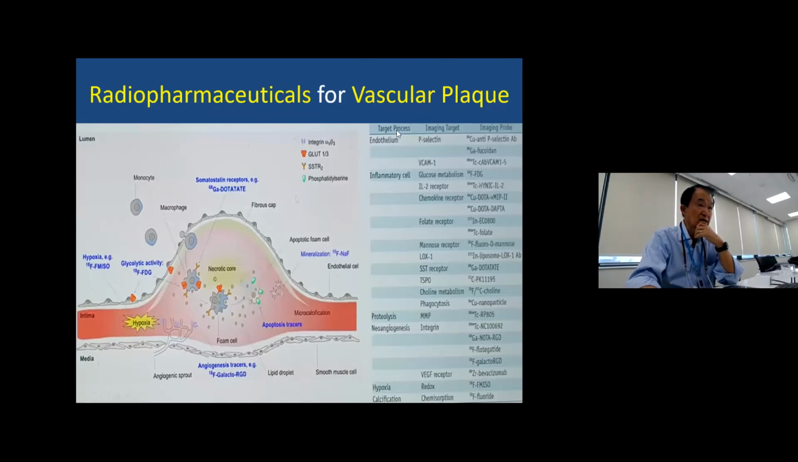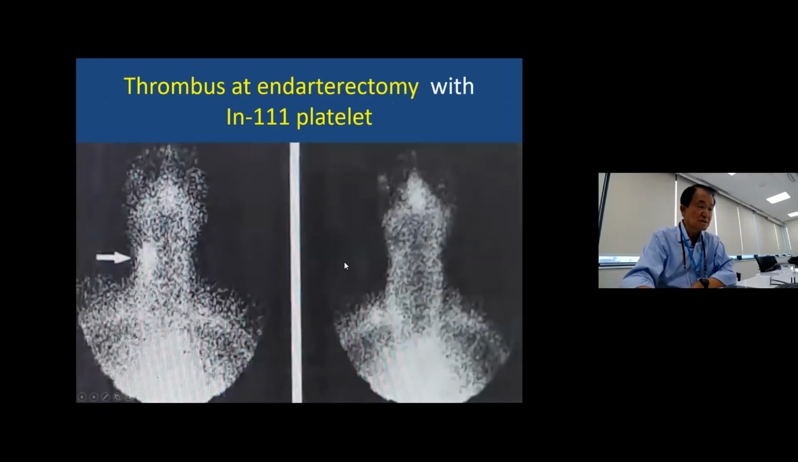Again, to evaluate vascular plaque, a lot of agents exist for inflammatory cells: FDG for chronic inflammation, and misonidazole for hypoxic cells. And then there are macrophages that have somatostatin receptors, and that can be imaged with DOTATATE, okay? And certainly angiogenesis can be evaluated with RGD, and for mineralization, calcium, we use sodium fluoride. So there are many things we can use.